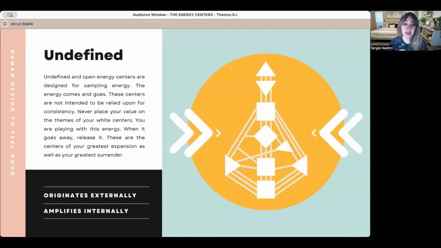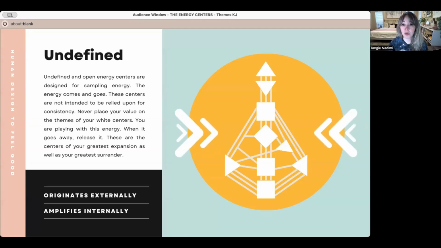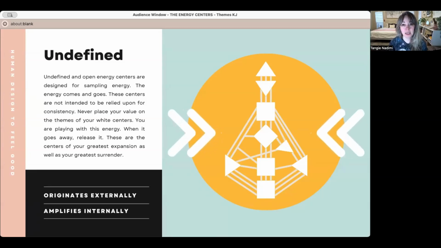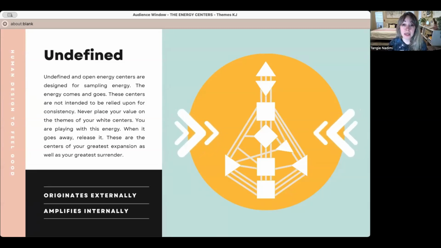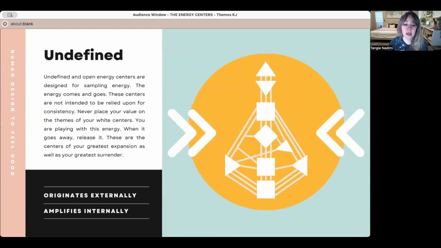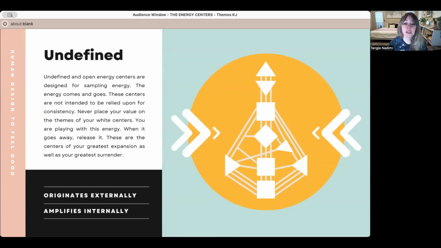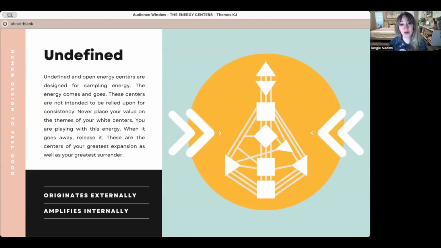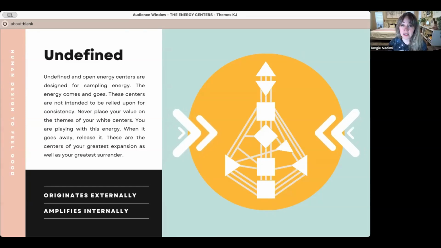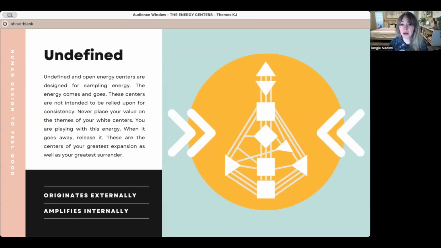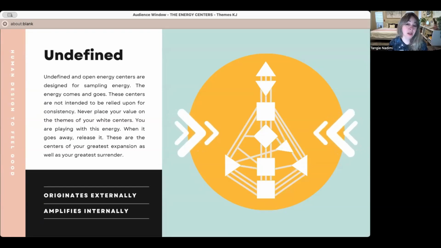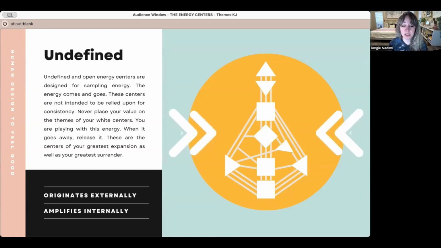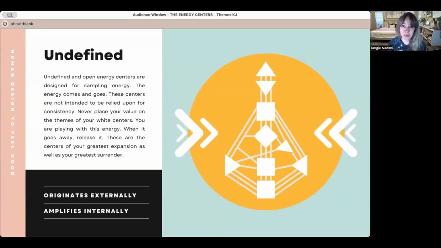So you may experience that energy via relationship, environment, or transit. It's fun and it's exciting while it's here, but we have to be able to let it go and not try to force consistency in the themes of those centers. These are the centers of your greatest expansion, though, and also your greatest surrender. So when you do surrender to existing on the spectrum of that energy, now you get to be surprised, you get to be fun, you get to be playful in the themes of those centers, and you get to create a great and vast amount of wisdom in the themes of those centers. So let's go through those centers one by one.